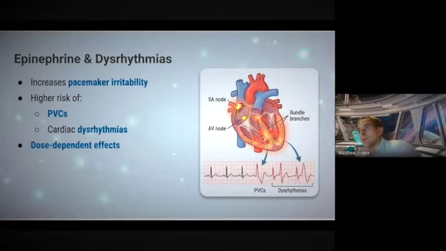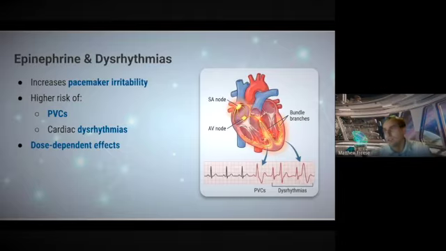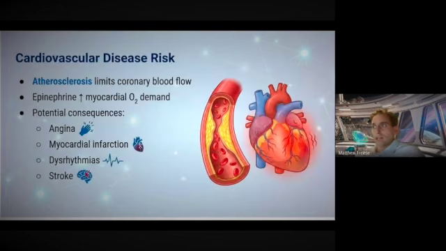So epinephrine also increases pacemaker irritability. That's why dysrhythmia has become a concern, especially in patients with underlying cardiac disease. In patients with severe atherosclerosis, coronary arteries can't deliver enough oxygen to meet the increased demand epinephrine creates. This mismatch can cause angina, myocardial infarction, dysrhythmias, and stroke. This is the clinical reasoning behind epinephrine limits.